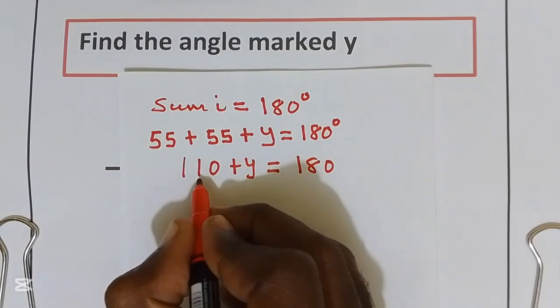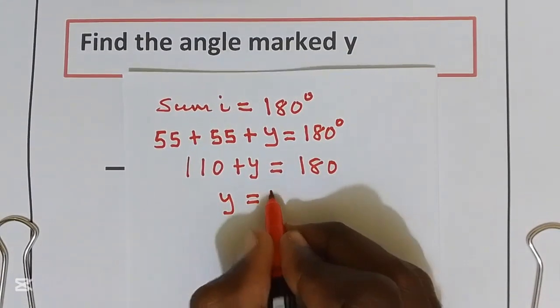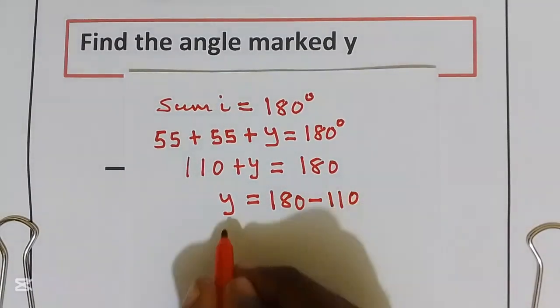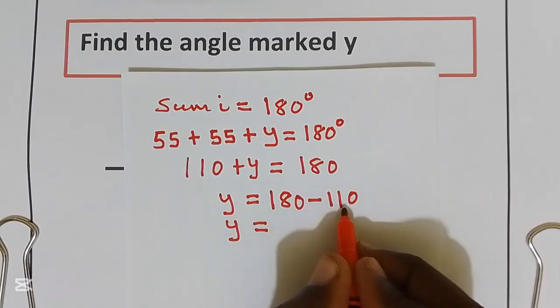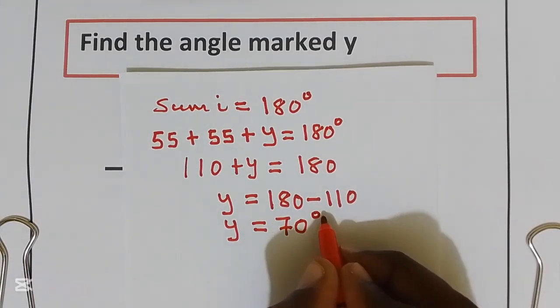Take 110 to the right hand side, we remain with y is equal to 180 take away 110. Now the value of y is equal to 180 take away 110, we get 70 degrees.